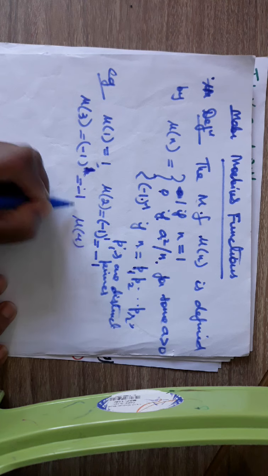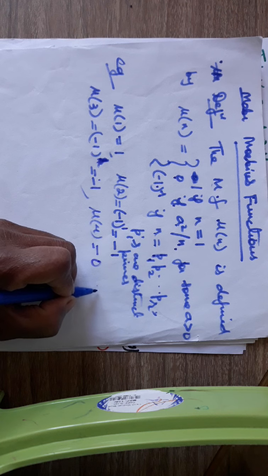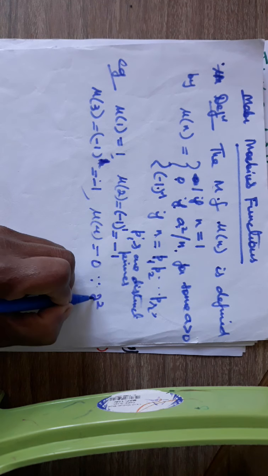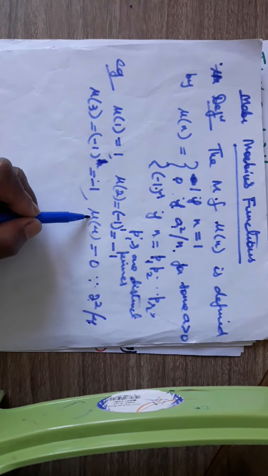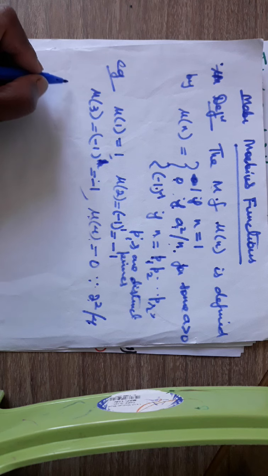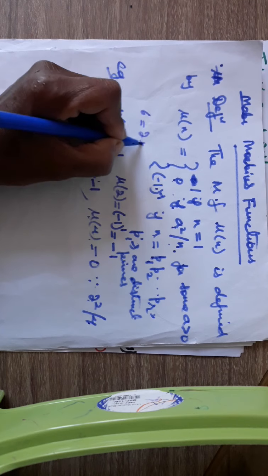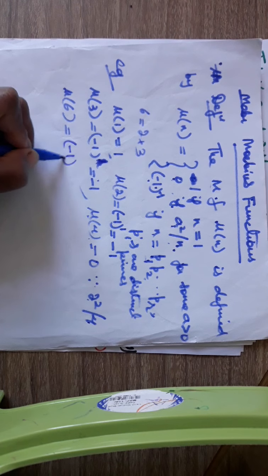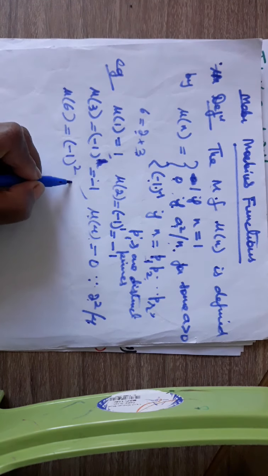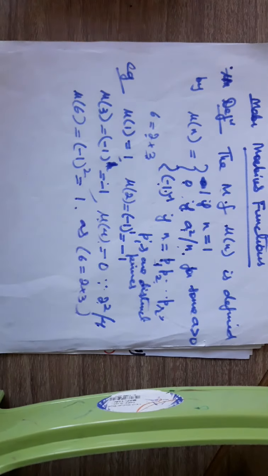What about mu of 4? Mu of 4 here is equal to 0, because there exists a square, that is 2 square, and since 2 square divides 4, it satisfies the second definition. Therefore mu of 4 will be 0. And mu of 6: 6 can be written as 2 into 3, a product of 2 distinct primes. So by the third definition, it will be minus 1 to the power 2, which is equal to 1, and so on.